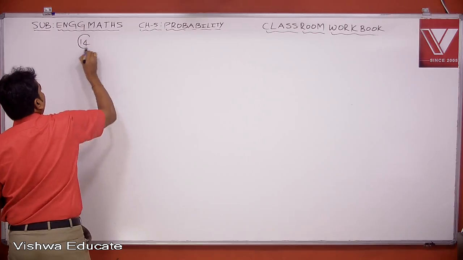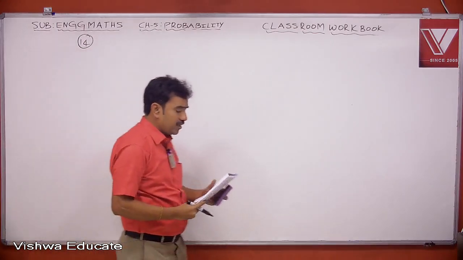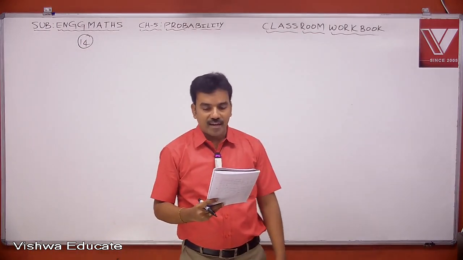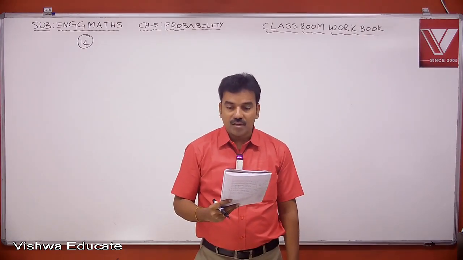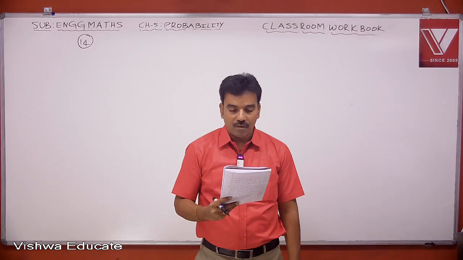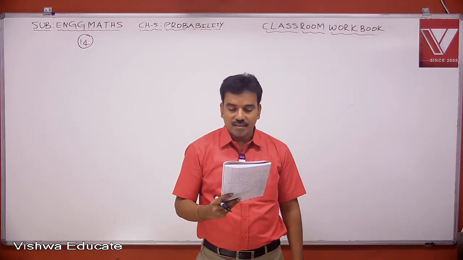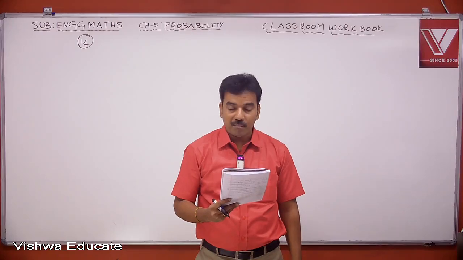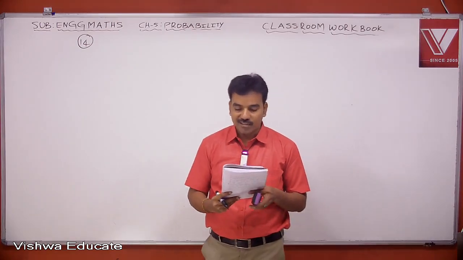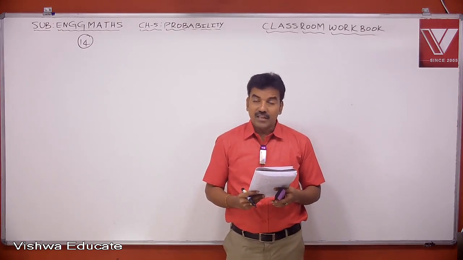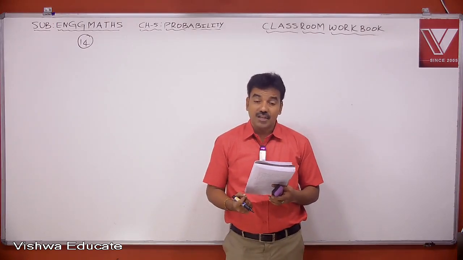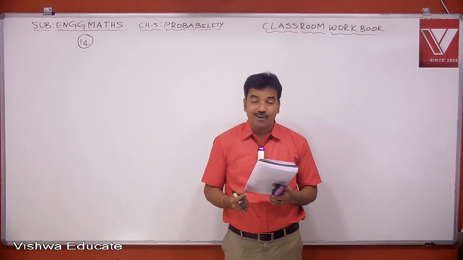Question number 14. Very interesting question. In rolling of 2 fair dice, the outcome of an experiment is considered to be the sum of the numbers appearing on the dice. The probability is highest for the outcome of blank. I repeat the question. In rolling of 2 fair dice, the outcome of an experiment is considered to be the sum of the numbers appearing on the dice.